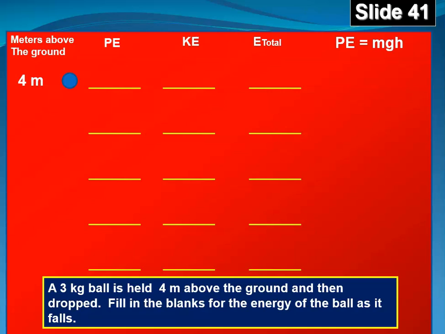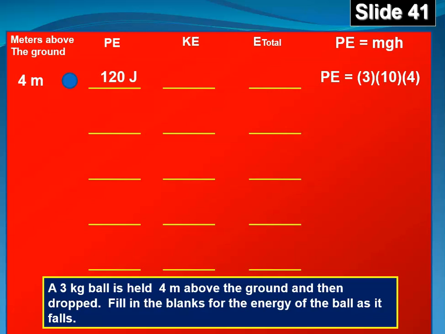So the first thing we're going to figure out is the top left-hand line, and that's the potential energy at the beginning. The mass of the ball is 3. The gravitational acceleration is 9.8 meters per second squared, but we use 10 just to make the number simple. And the height is 4. See how those numbers match up with the formula right above it, PE equals mgh. If you multiply those, we get 120 joules of potential energy.